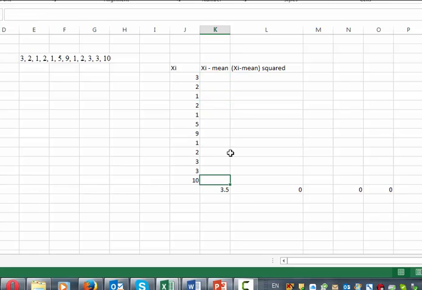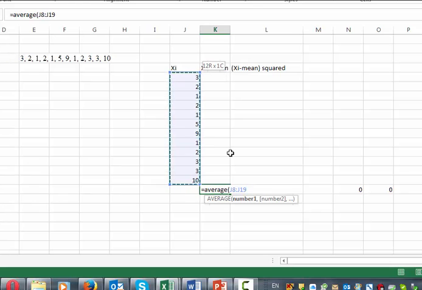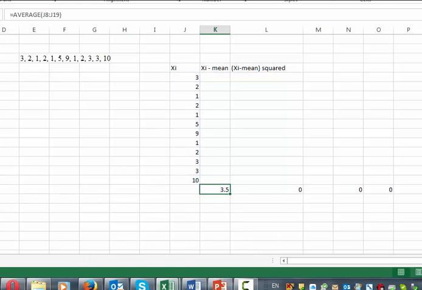Now, what is the mean of this column? In here, we type equal average. Type average, and then give the range. From this to here, that's all the data points we have, right? If you use average, that gives you 3.5. And in this cell here, we use that to denote xi minus mean. That is equal to xi, this first data point, minus the mean, 3.5. We just calculated that at the bottom right here.